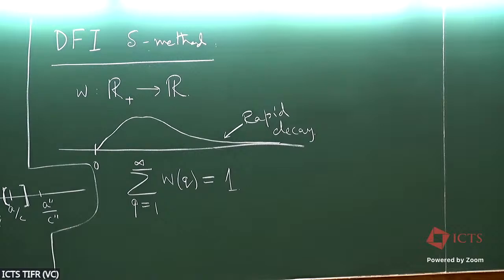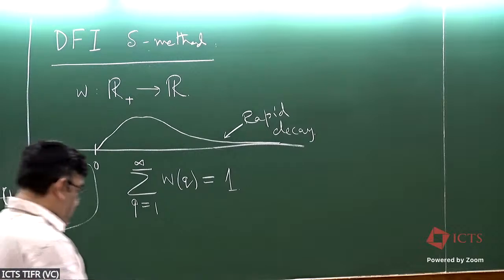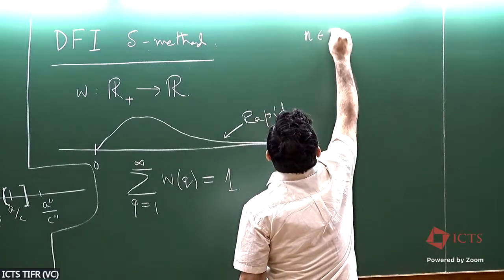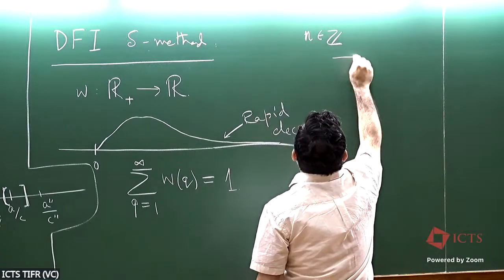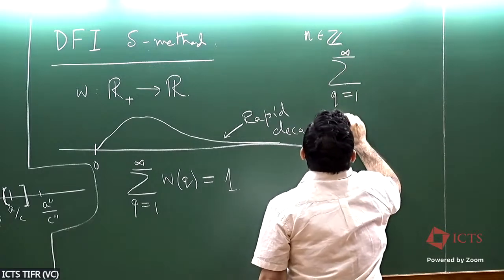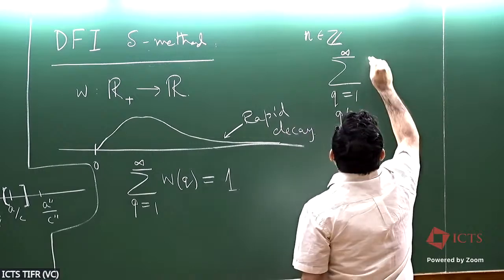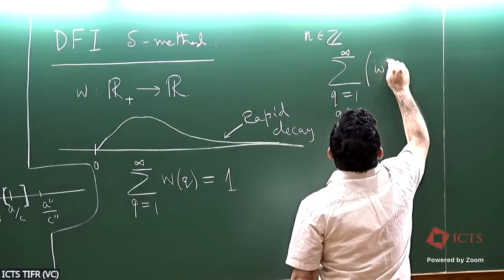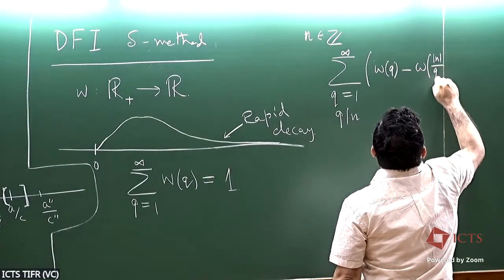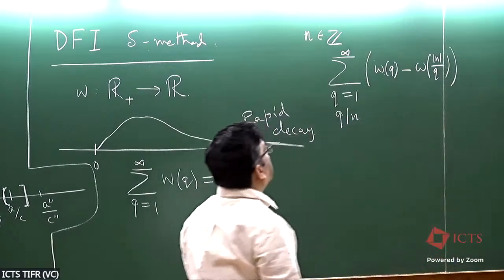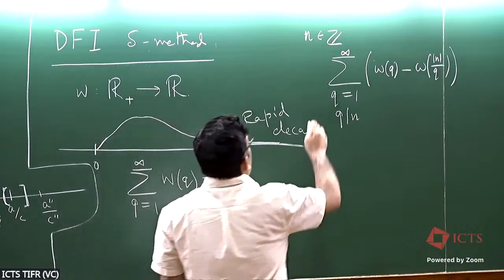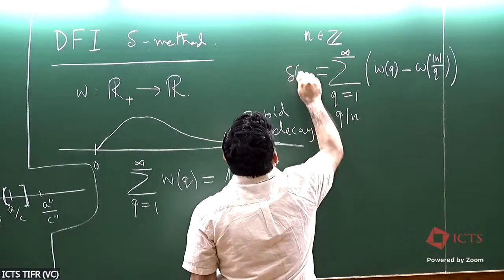You start with any such function, and then look at this sum. So you take any integer n and look at the sum over all integers q from 1 to infinity, with q dividing n, of w(q) minus w of the absolute value of n by q. And I'm going to claim that this is equal to delta(n).